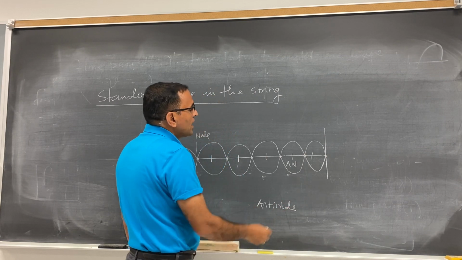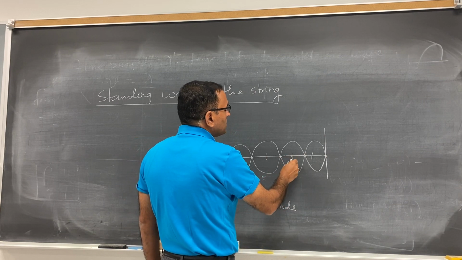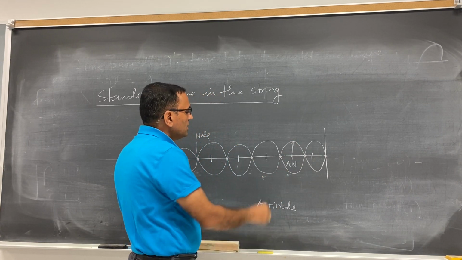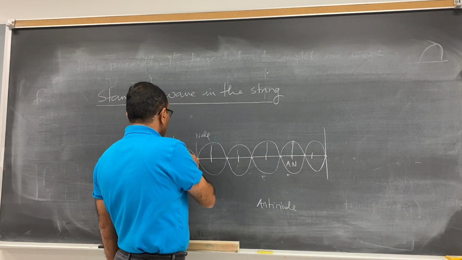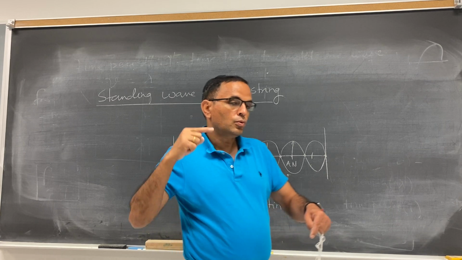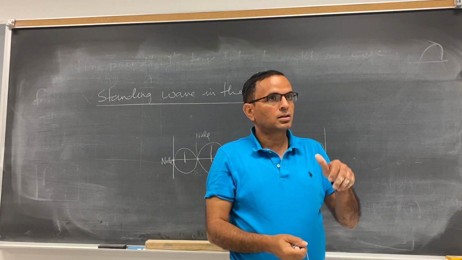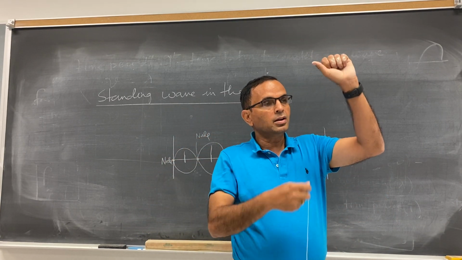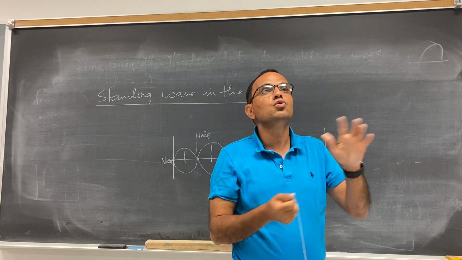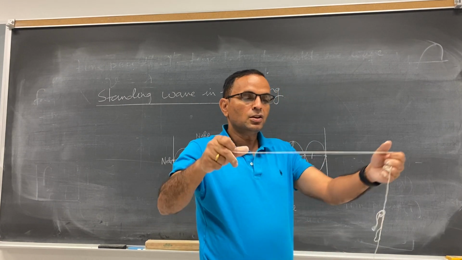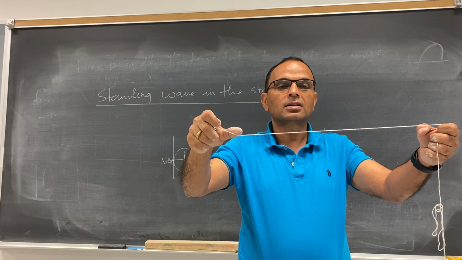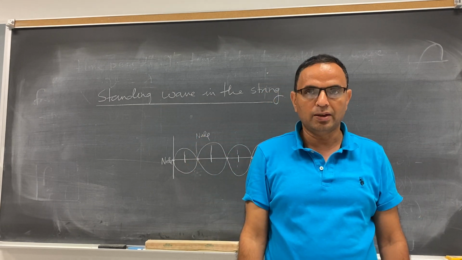What happens is that right here the particle vibrates with maximum displacement, which is called the amplitude. Everywhere here, it is maximum amplitude. But right here, the wave moving forward pulls the particle up, and the reflected wave pulls the particle down. So there is no displacement, and you see the wave looks like a wave at rest. That is called a standing wave.